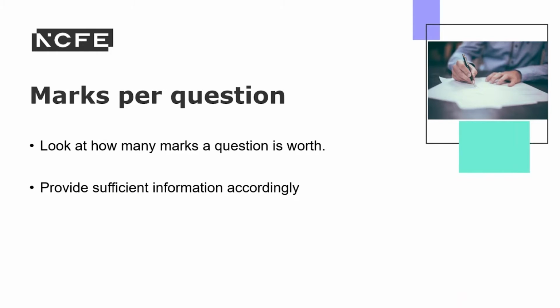Be aware of mark allocations. So look at how many marks a question is worth and provide sufficient information accordingly. So if an answer is worth 3 marks, for example, examiners are likely to be looking for 3 separate points and more detail will be needed. If it was a 1 mark, then it's a short answer.